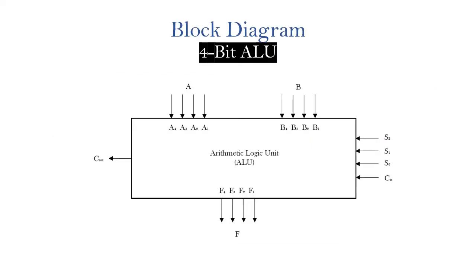So this is the block diagram of our 4-bit ALU. It has A and B as 4-bit wide operands and S2, S1, S0 as the opcode, and Cin is a status bit in and Cout is a status bit out, and it generates a result F.